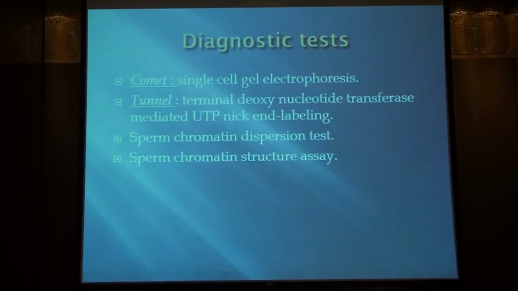Now, what are the types of diagnostic tests, DNA fragmentation tests? We have the COMET, which is a single-cell gel electrophoresis, the TUNEL, terminal deoxynucleotidyl transferase mediated dUTP nick-end labeling. The most commonly used tests are the sperm chromatin dispersion test and the sperm chromatin structure assay.